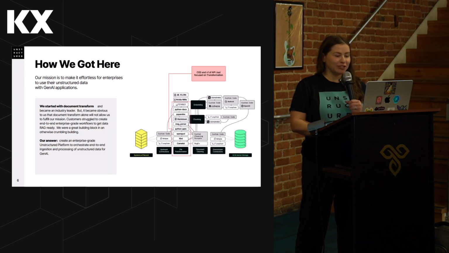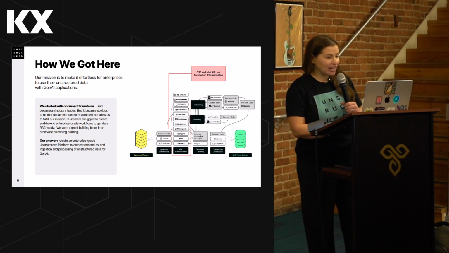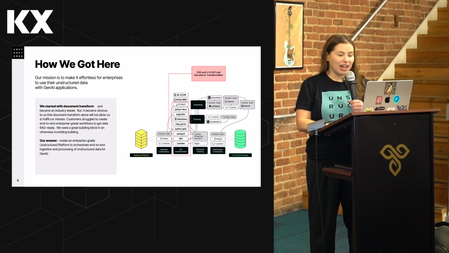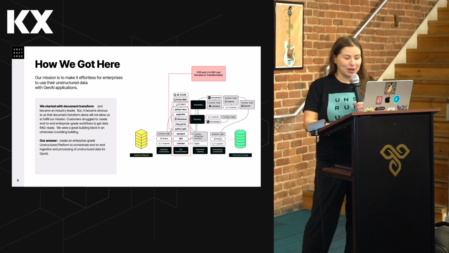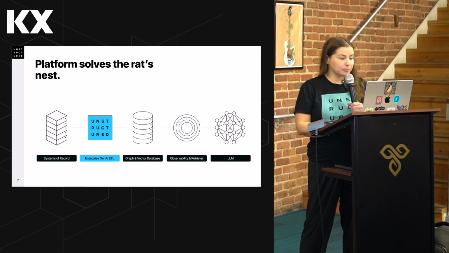And Unstructured kind of started by trying to solve this rat's nest problem of ETL. Our first version, our open source and V1 of our API, was just addressing this challenge of having to use like 10 different file transformation packages to have a robust pipeline. And from then we've kind of expanded to other features, including chunking as well.